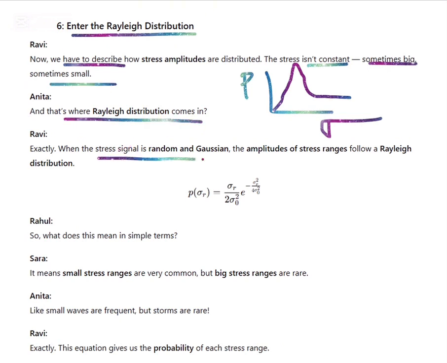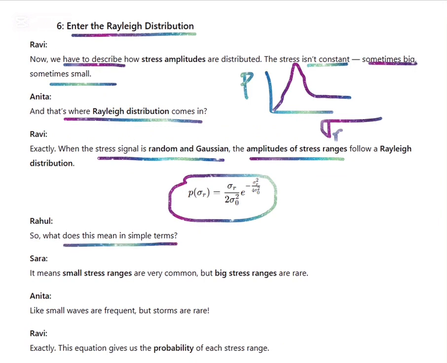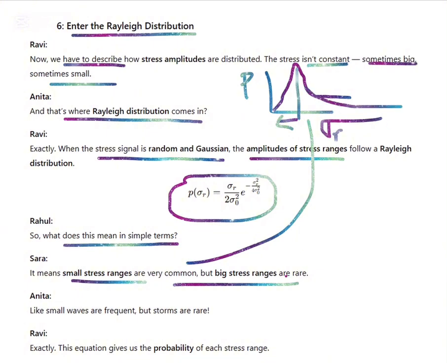When the stress signal is random and Gaussian, the amplitude of the stress range follows the Rayleigh distribution. This is the probability of that distribution. So what does this mean in simple terms? Small stress ranges are very common, and big stress ranges are rare. Like small waves are frequent, and some storms are rare.